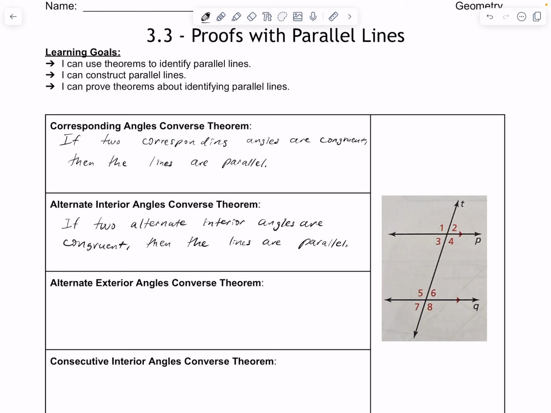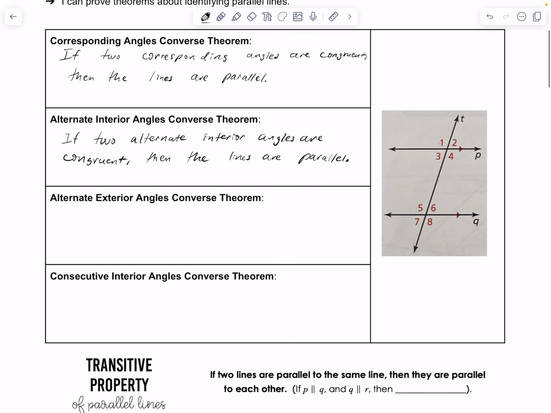Okay, let's keep going. You'll sense a theme here. Alternate exterior angles converse theorem. If two alternate exterior angles are congruent, then the lines are parallel.